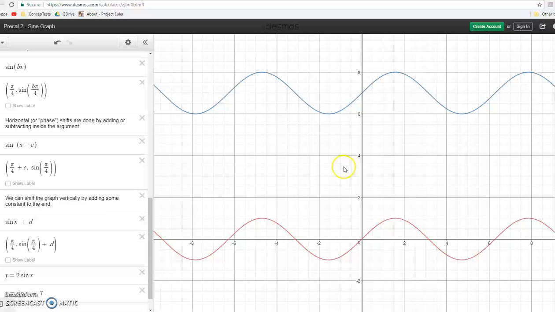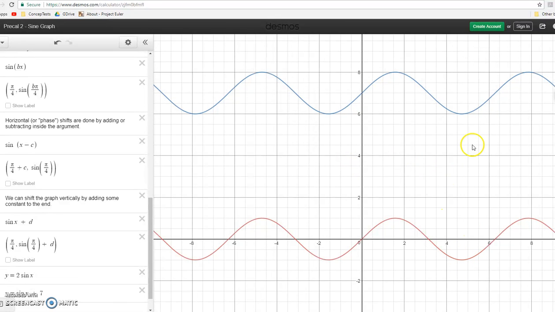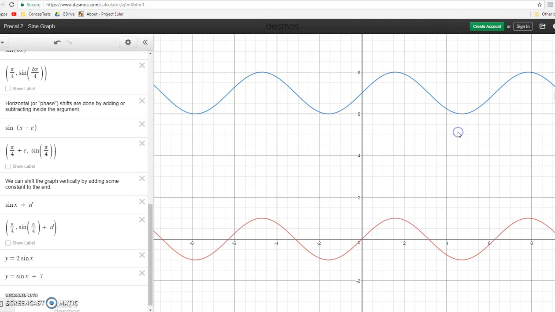And then sine of 3 pi over 2 is -1. Well, now it's 7 more than that. It hits 6. So all of the points that we would have normally gotten for y equals sine x, we've now essentially shifted up by 7.